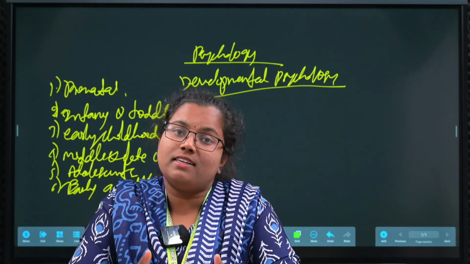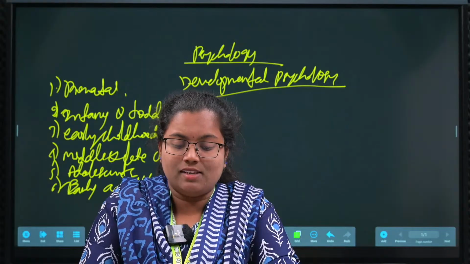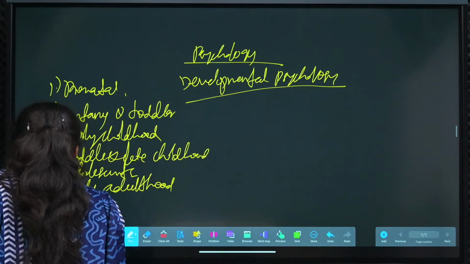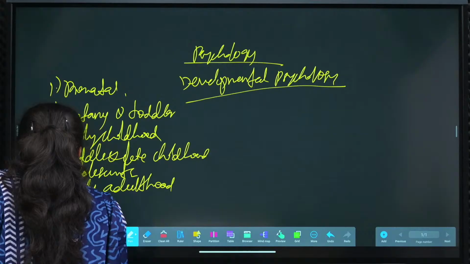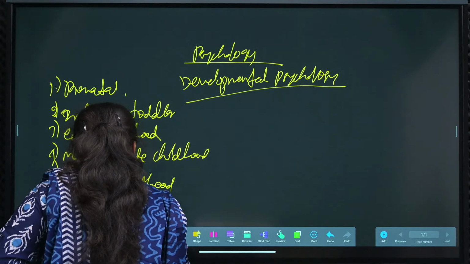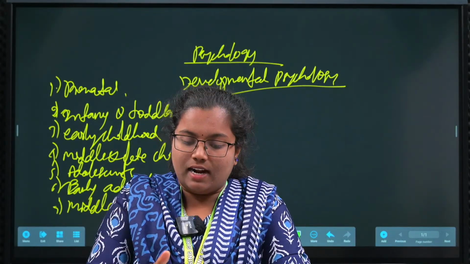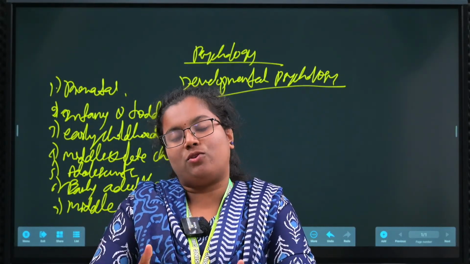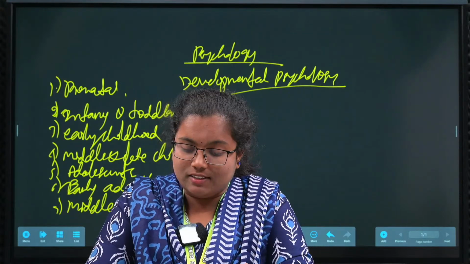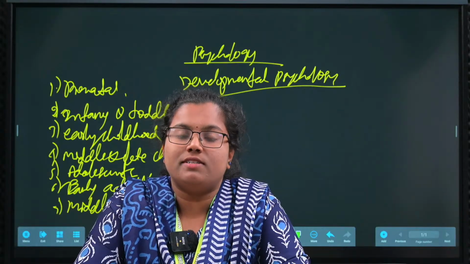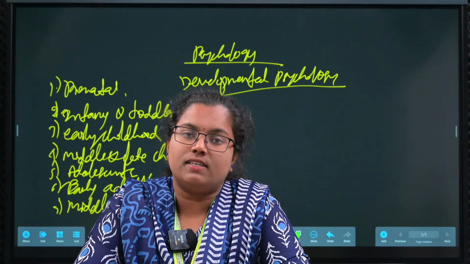And next one is middle adulthood. Middle adulthood will start from 40 years to 65 years.